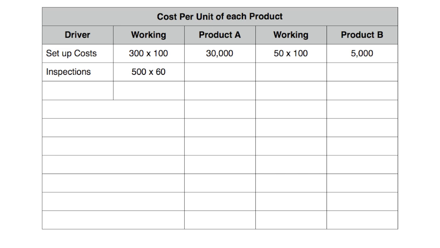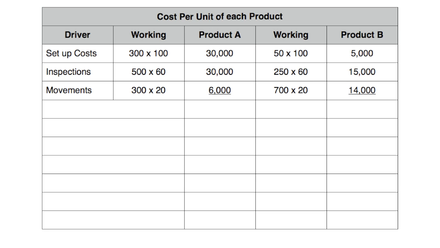For inspections, we have 500 inspections for product A, with a cost per driver of 60, which gives us 30,000. We have 250 inspections for product B, times 60, the cost per driver, which gives us 15,000. Movements for product A, we have 300 times 20, which is the cost per driver, giving us 6,000. And 700 for product B times 20 again gives us 14,000.